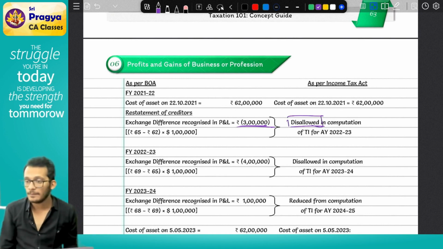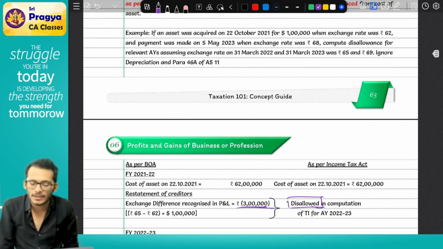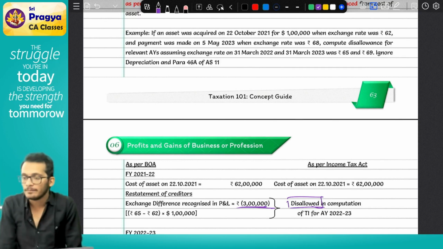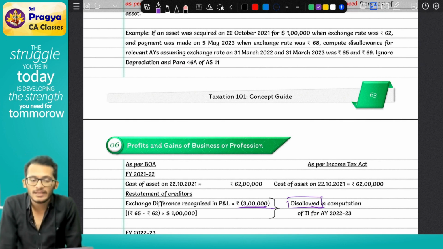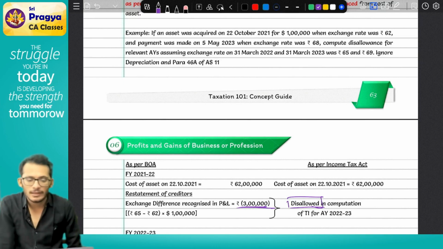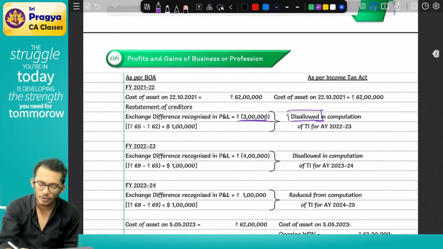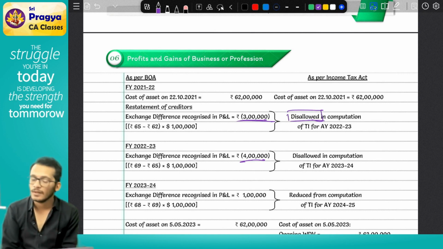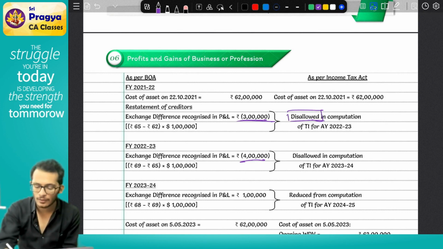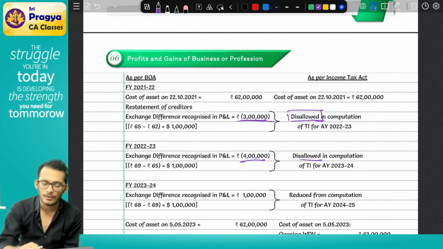Then after 31st March 22, you went to 31st March 23. The exchange rate was 69. You initially bought it for 62. Difference was 7. But in that 7 you already recognized 3, which means now you will recognize 4. So in the next year you recognized 4 lakhs of loss. Income tax said it is notional, therefore disallowed.